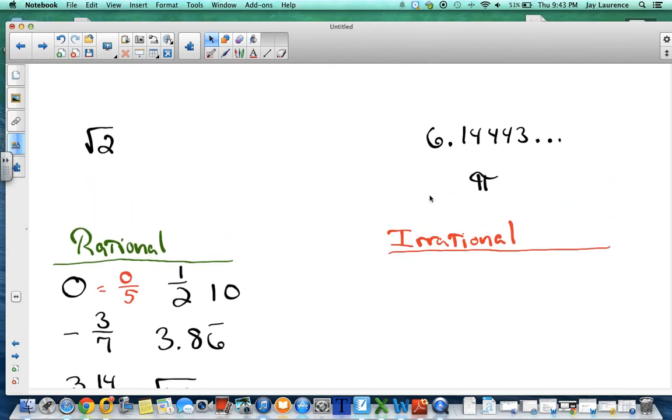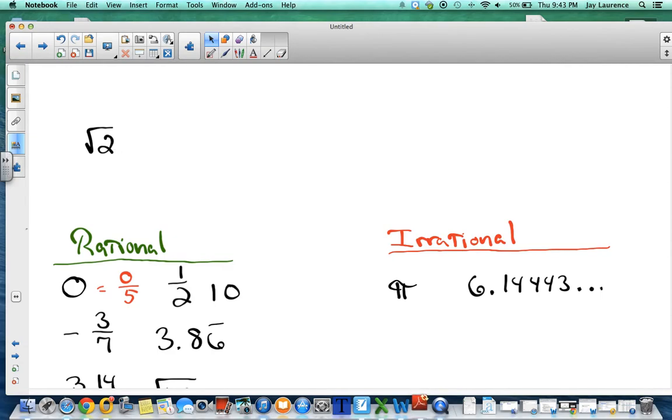Now, pi is probably the most famous of the irrational numbers. It starts off 3.14159, and it goes on forever and ever and ever without repeating. Some of the digits may repeat, but there's no pattern to the repetition. This number, 6.1443 and so on, means it goes on forever without repeating. Therefore, it is irrational.